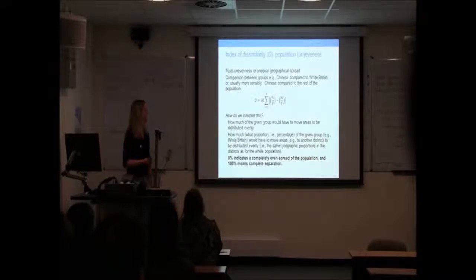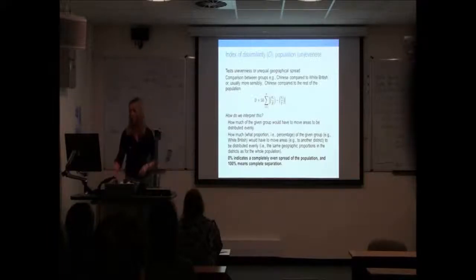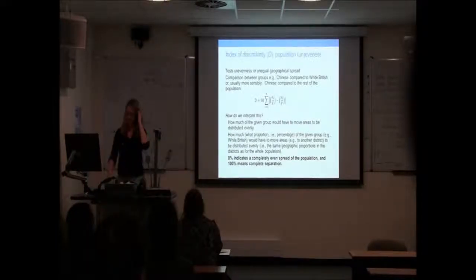0% indicates a completely even spread of the population, and 100% means complete segregation. To some of you this will be really simple and familiar if you've been dealing with segregation measures. To others this might seem very abstract, so I'm aware that I'm trying to deal with a diverse audience.